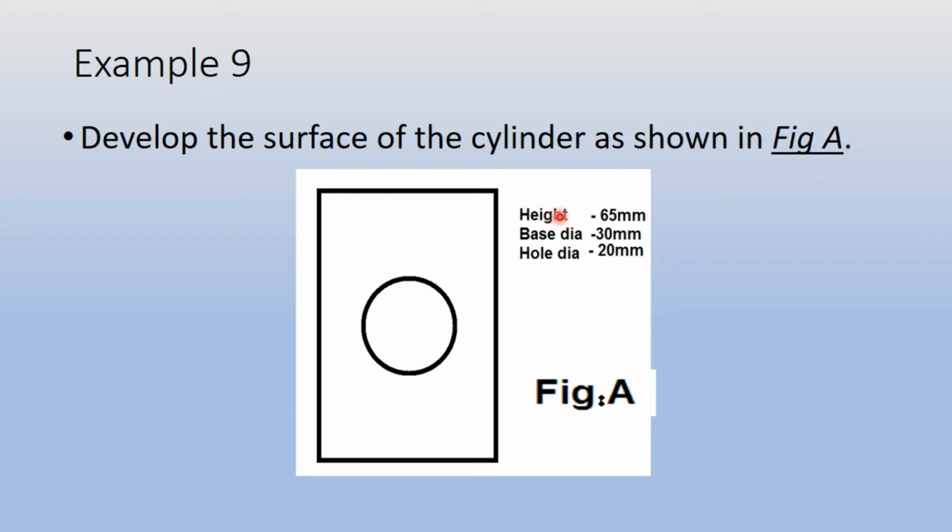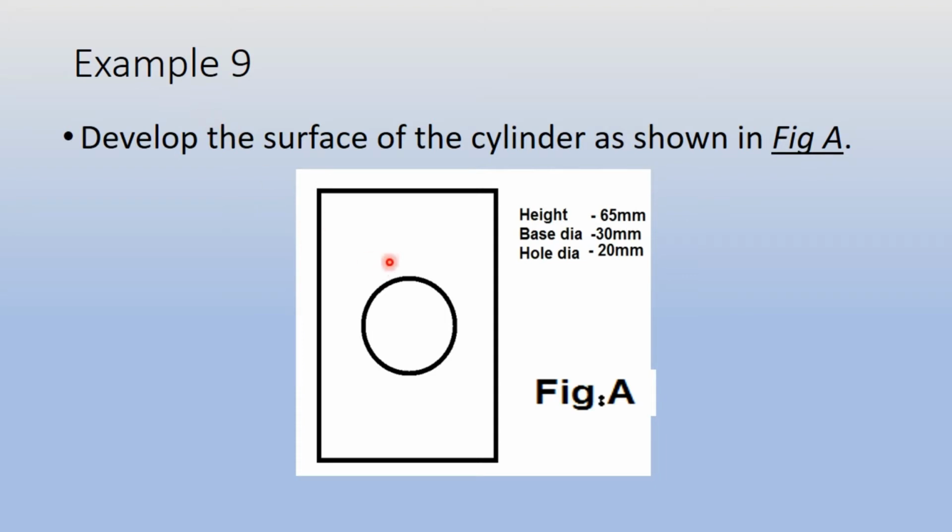You can observe the given data here. The axis height is 65 mm, the base diameter will be 30 mm, and the hole diameter is 20 mm, which we have to place at the center. So in this question, we are given a figure already. Let's just consider this as a front view of the cylinder, which will be rectangular.